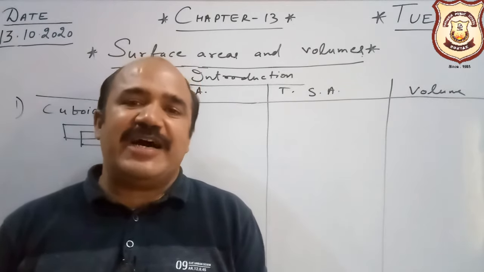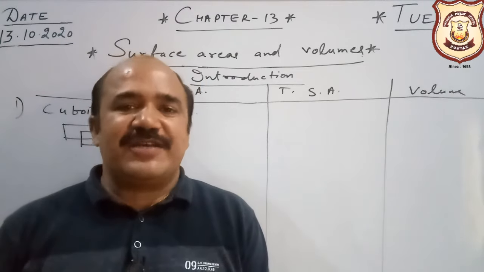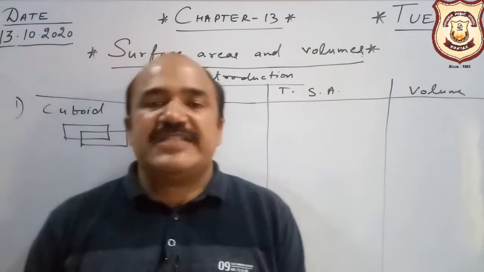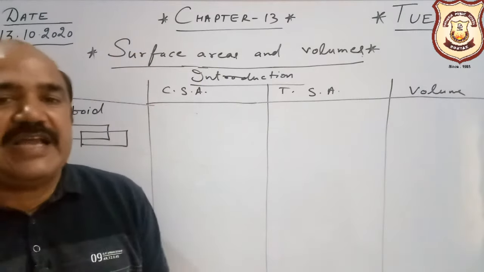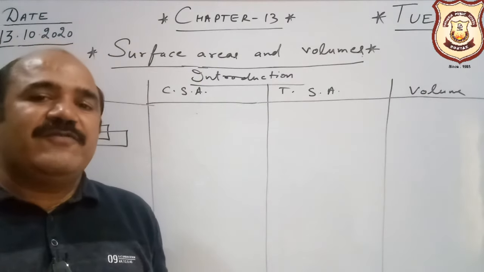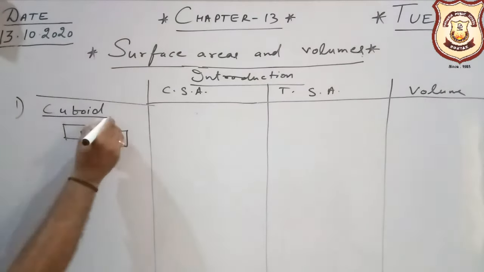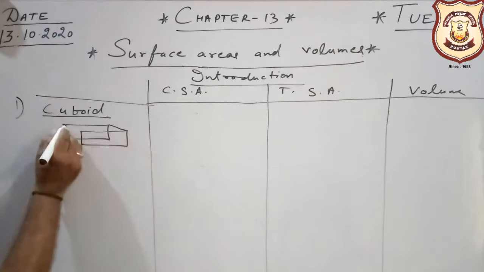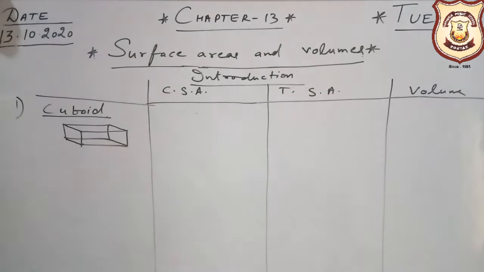Today we will start with the next chapter, number 13, Surface Areas and Volumes. So we will start with the introduction to this chapter. In previous classes you have also done six figures. The first one is the cuboid shape. All faces of a cuboid are in the shape of a rectangle.